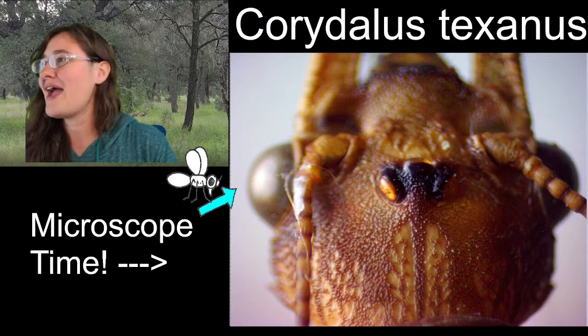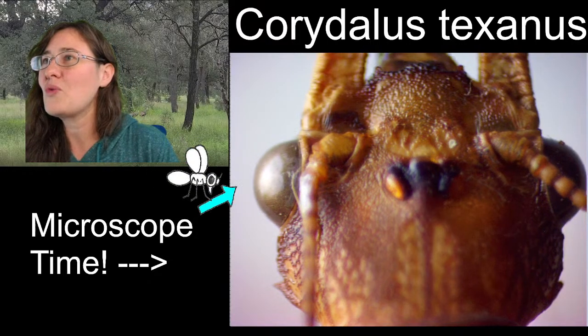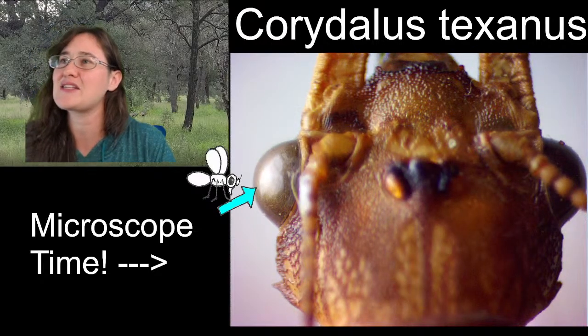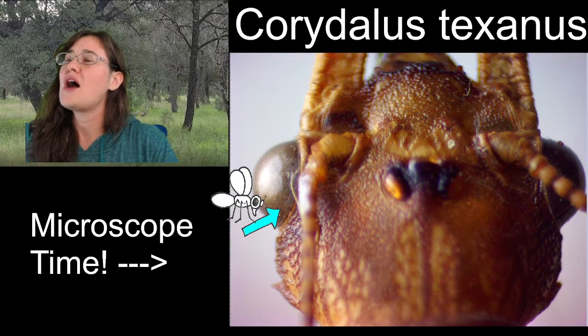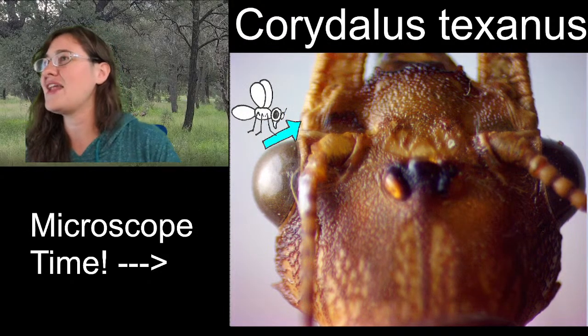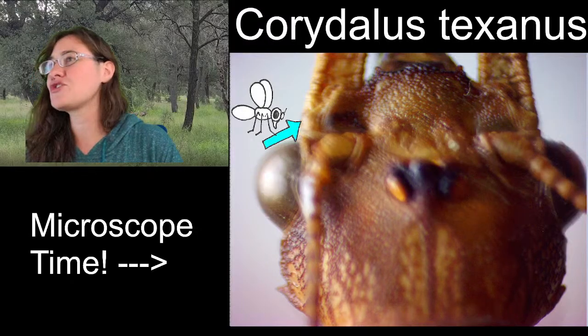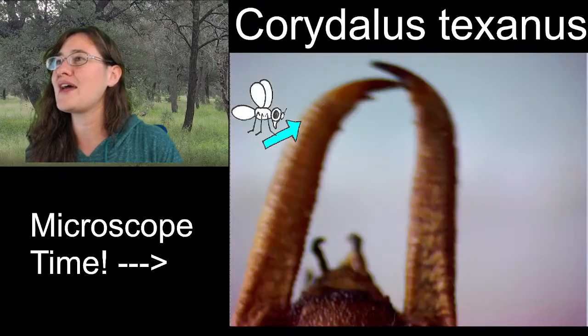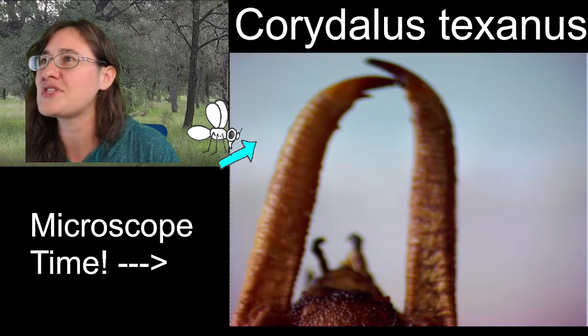We do have two compound eyes over here to the sides. They expand away from the basic level of the head. And if we want to scooch our specimen up a little bit, we can look at these mandibles here.